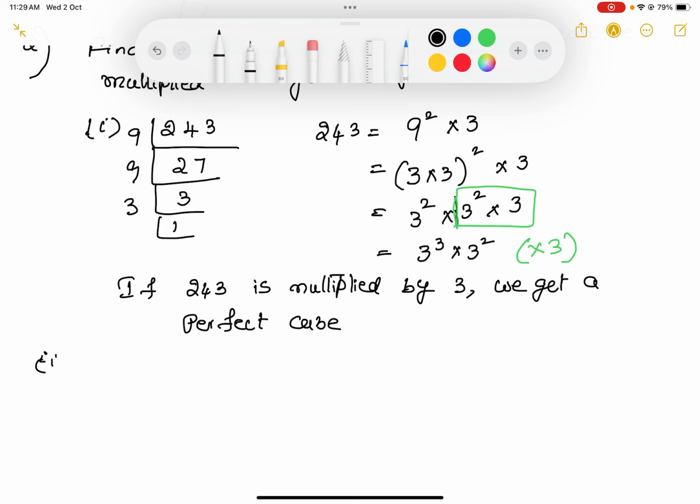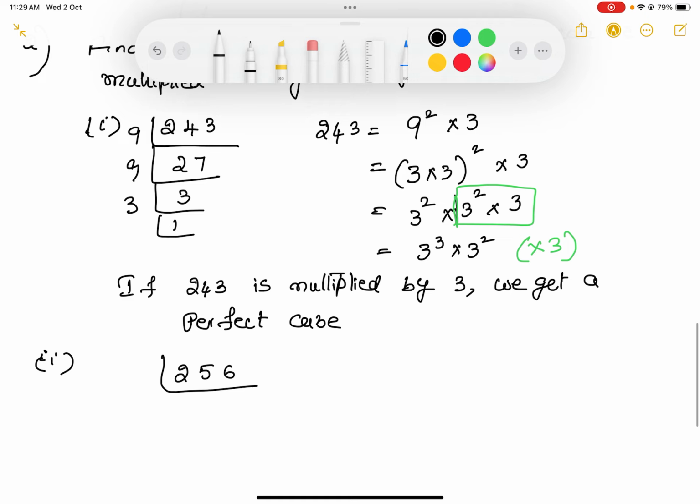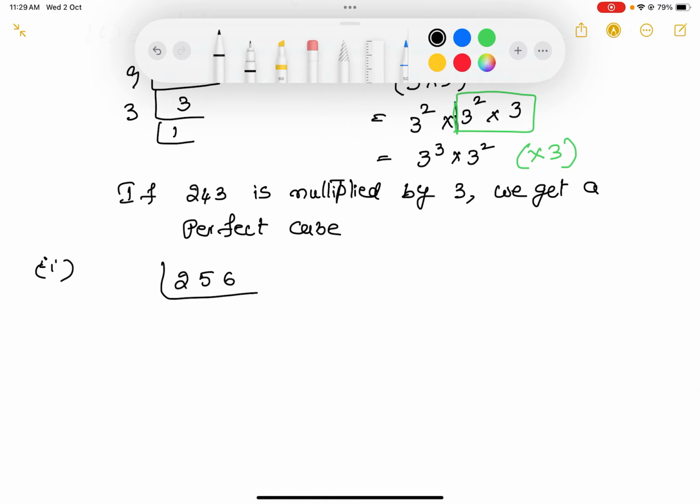Now let us see the second one. It is 256. So how will you do the prime factorization again? 256 means it is a multiple of 4. So 4 6s are 24 and 4 4s are 16. Again 4 can be done as 4 16s are 64. Again 4 4s, again 4 1s.